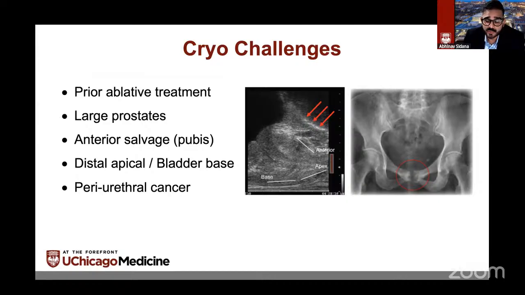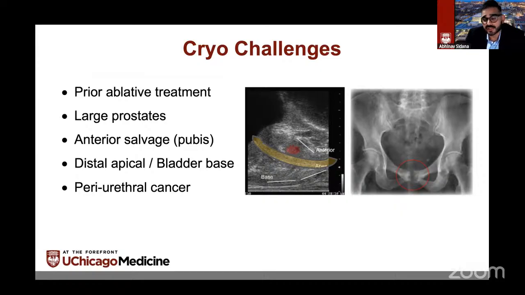So in patients who have a distal apical or a bladder-based tumor, cryoablation has to be performed very carefully to avoid damage to the urethral sphincter. In terms of periurethral cancer, when we perform cryo, we introduce a urethral warmer to protect the urethra from freezing.